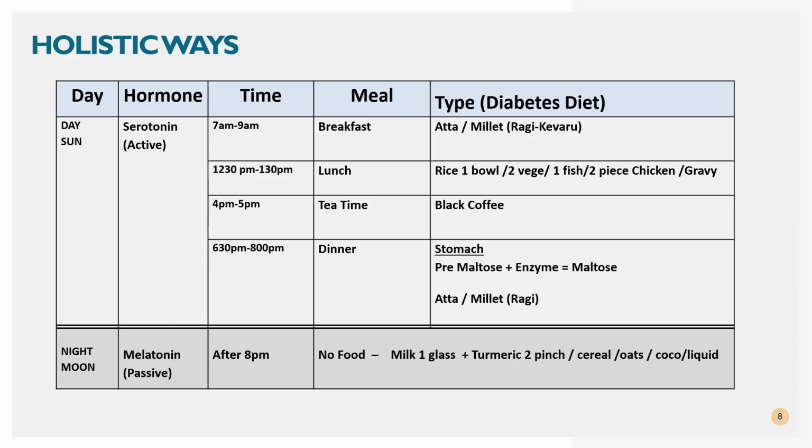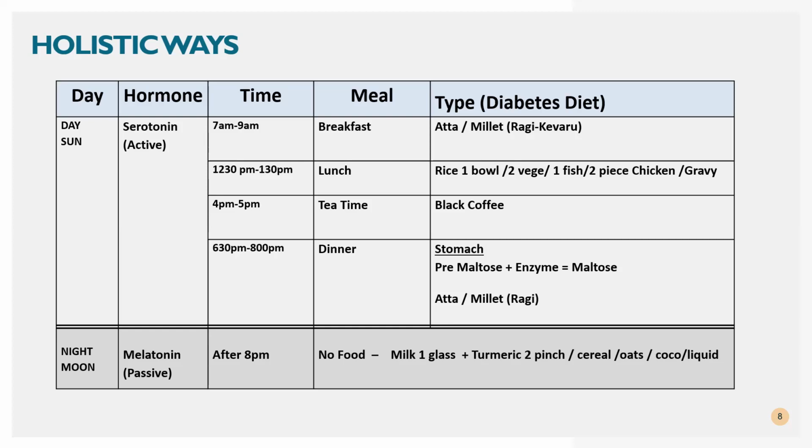Next, after 8 p.m. don't take any solid food, but you can go for liquids such as a bit of cereal, milk, a little bit of oats, cocoa, juices. This is okay for night time, but after 8 don't ever eat anything.